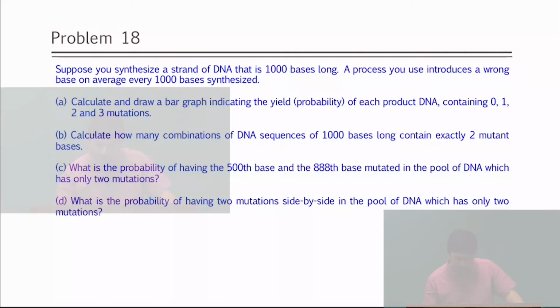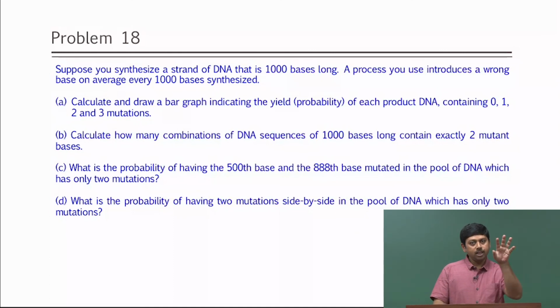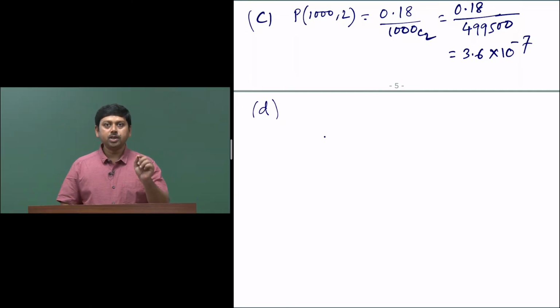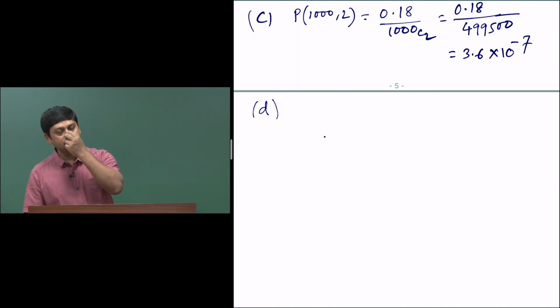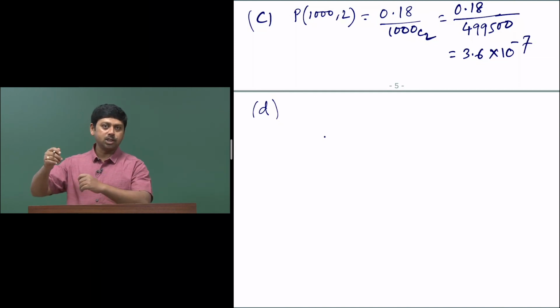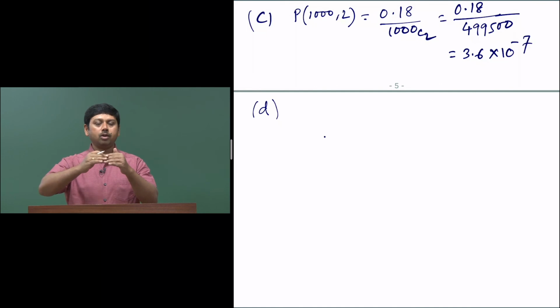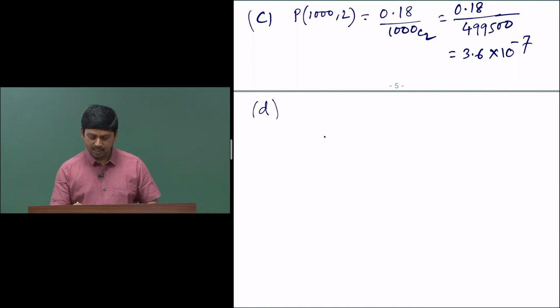So, now we are going to go to the last part of these questions. What is the probability of having 2 mutations side by side in the pool of DNA which has only 2 mutations? Earlier it was very specific 2 mutations. Before that, the positions of the mutations were not mentioned. Now, they are saying that they are together, which means the mutations can be at 1 and 2 positions, or 2 and 3 positions, or 3 and 4 positions. So, it can be any of those 999 positions, because it cannot occupy 1000 and 1001 place, as there are only 1000 in the sequence, but it can occupy 999th place and 1000th place, first place and second place and things like that. So, the mutations are together.